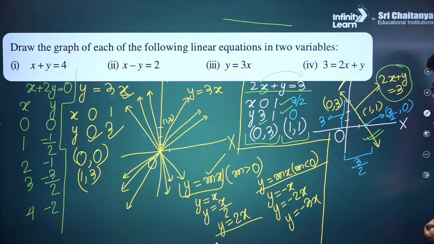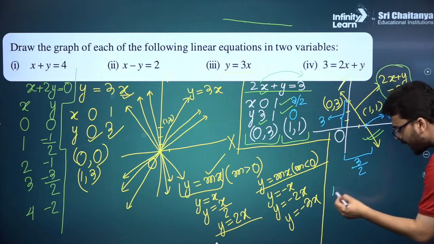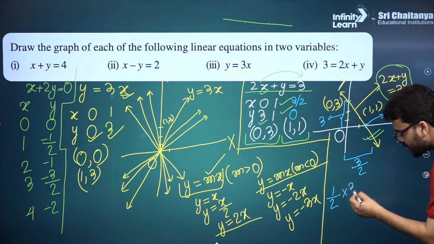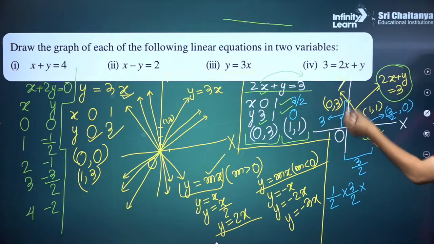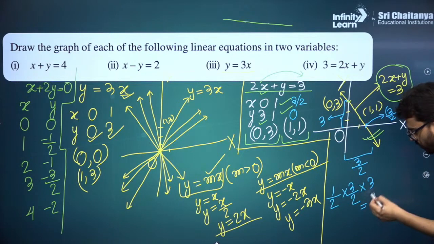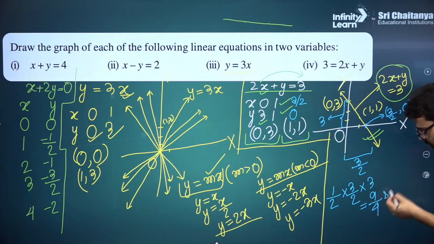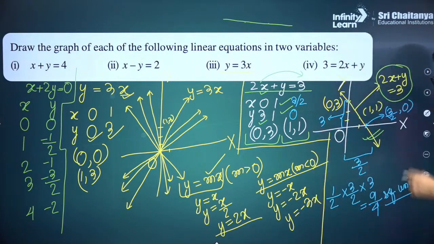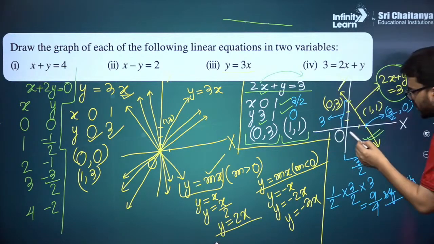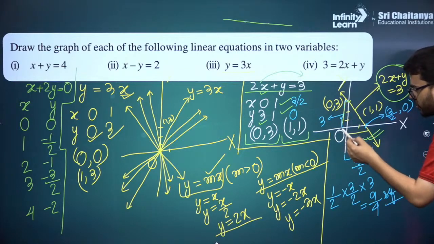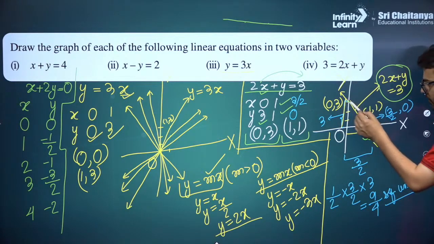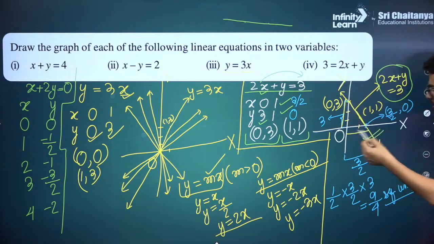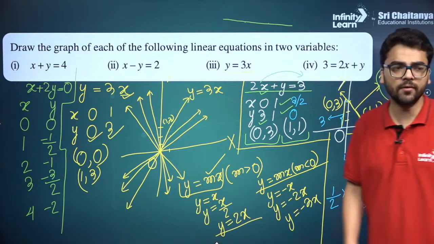Is it clear? Ab iska area, if you want to find the area, it will be half into base into height. Base is 3 by 2 and height is what? 3 units. So the area is coming out to be 9 by 4 square units. Is this clear, Bimla? Any doubt in this thing? Okay. In the same manner, you can find the perimeter as well, Bimla. See, you know this is 3 by 2 units, you know this is 3 units. So you can use the Pythagoras theorem to find this one and then you can add them to find the perimeter. I hope it is clear to everybody in this session.